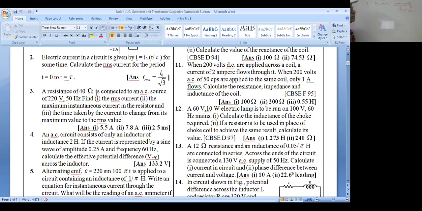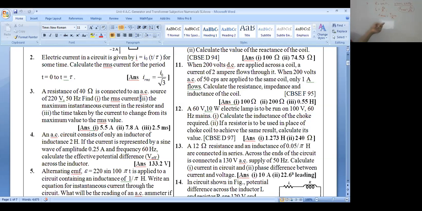It means the maximum value is definitely more than the RMS value, and this is the relation between RMS value and maximum value. So in this question, resistance is given, it is connected to the AC source of 220 volt RMS value, 50 cycles per second or 50 hertz. Finding the RMS value is very simple. What is I here? I is equal to E by R. Take the maximum value, or take the RMS value.